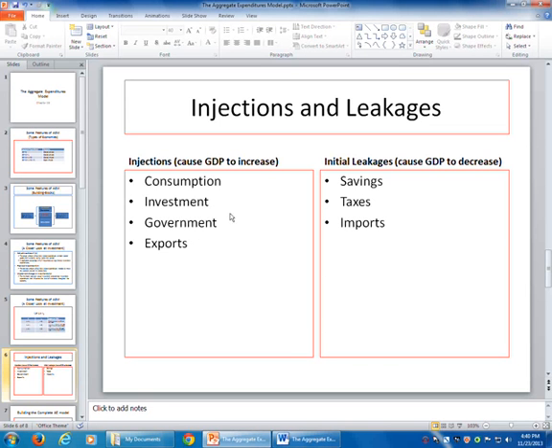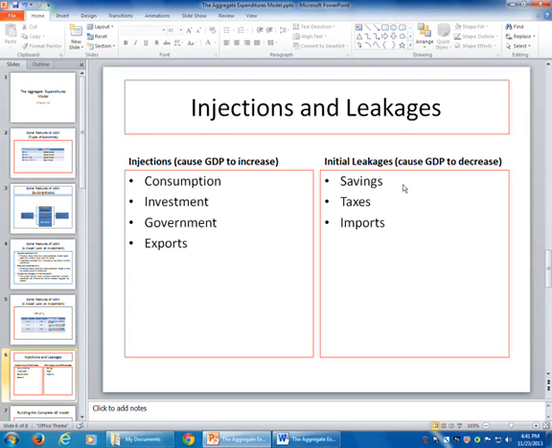So consumption, investment, government spending, and exports are considered injections, because when they get bigger, their effect is to make income and hence GDP larger. Now, there are also these things called leakages, and I refer to them as initial leakages, because their initial impact is to cause income and GDP to fall. But there is some subsequent activity that cannot be captured in the model that we're going to work with, so I'm just going to refer to these as initial leakages, and I'll explain why.